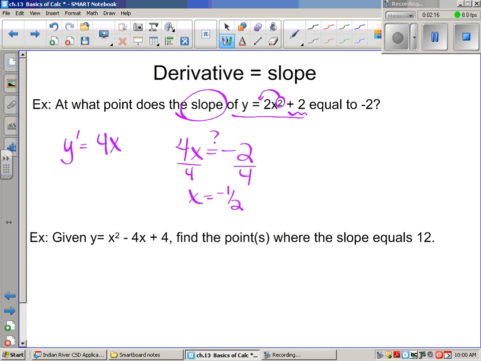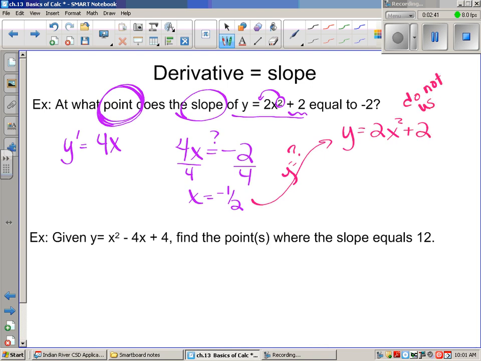But remember what this is saying. It says, what's the point? And so a point includes an x value and a y value. So how would I find the y? How do I find that y? Well, this says y equals. Notice I don't use the slope. I do not use the slope to find y.